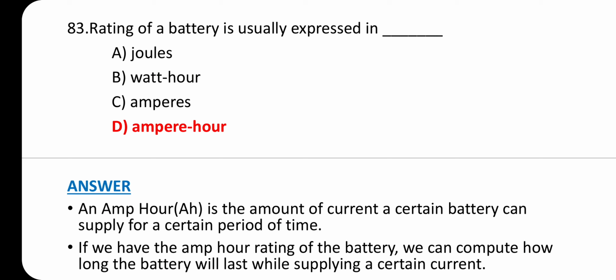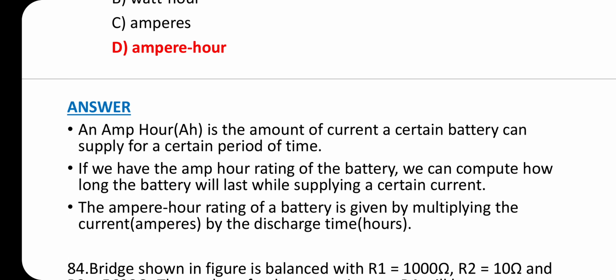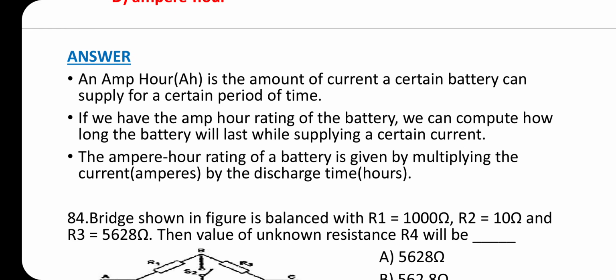83. Rating of a battery is usually expressed in, answer is option D, ampere hour. An ampere hour is the amount of current a certain battery can supply for a certain period of time. If we have the ampere hour rating of the battery, we can compute how long the battery will last while supplying a certain current. The ampere hour rating of a battery is given by multiplying the current in amperes by the discharge time in hours.